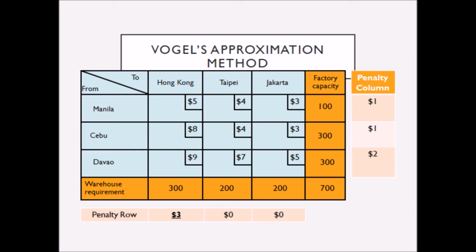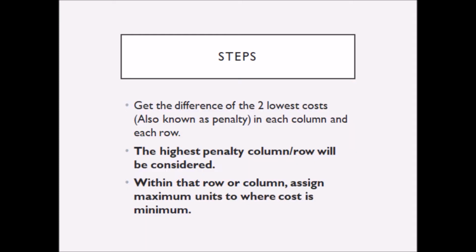Next, for Cebu, the same case, 4 minus 3 is equal to 1. While for Davao, since the second lowest cost is 7, we have to use that and deduct 5 to get a penalty of 2. Now, let us move to the column of Hong Kong, and we have 8 minus 5, which is 3. Then for Taipei and Jakarta, since their second least cost and their least cost are the same, they both have a penalty of 0. And since Hong Kong has the highest penalty, we will now assign maximum units to where the cost is minimum.